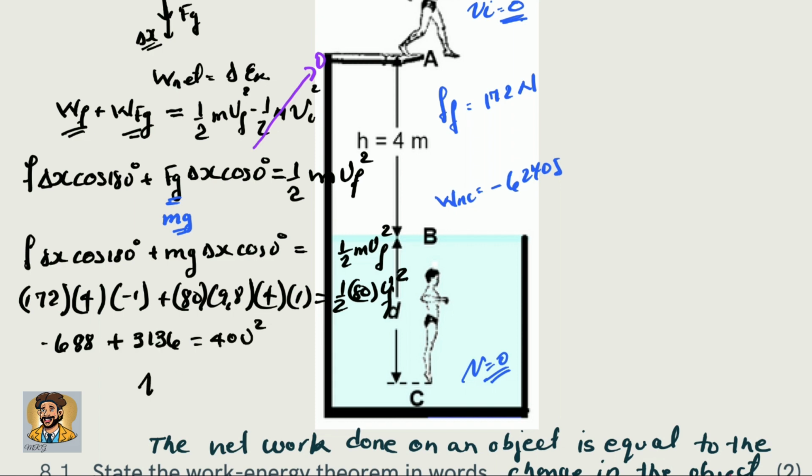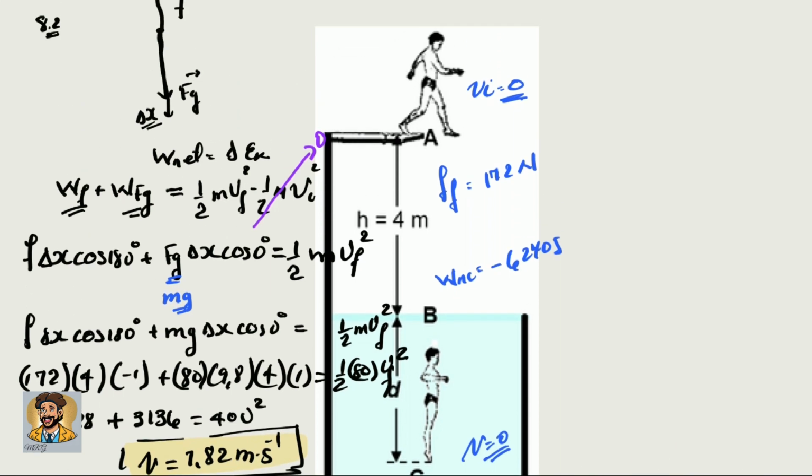And then we get that the speed of this diver at point B is going to be equal to 7.82 meters per second. This is the answer here. Speed of the diver at point B. Okay? Now, the marks allocation here is as follows.